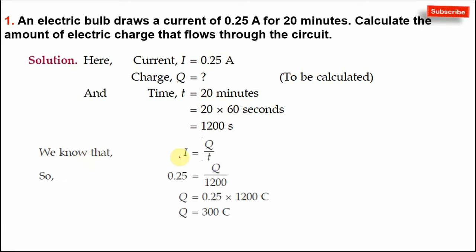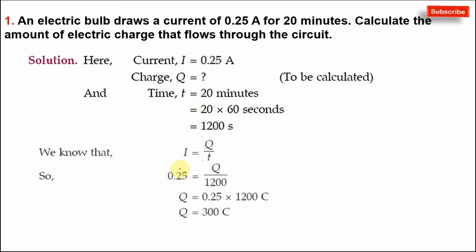So let's see here. We know that I is equal to Q upon t, so by putting in the given data, I is equal to 0.25, then Q, which we need to calculate, remains as it is in the numerator, and in the denominator the value of t comes from the given data. Because 20 minutes is given, and after converting these minutes into seconds we get 1200 seconds.